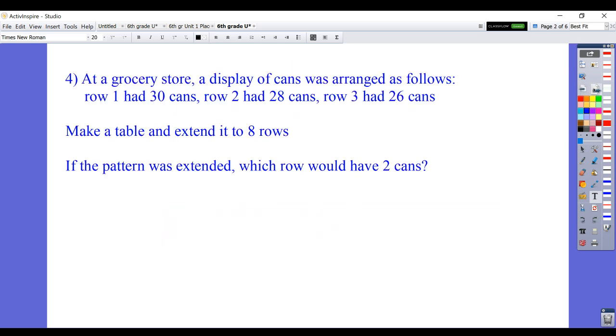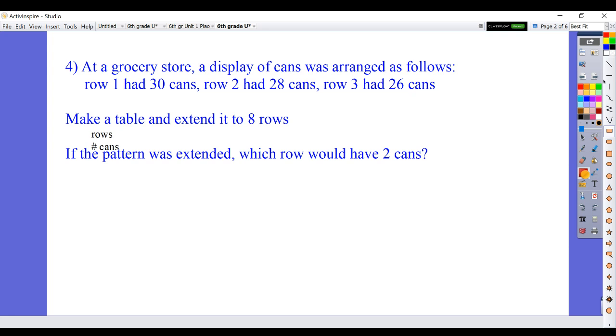Another type of question that will be on the test that was not on the quiz is this type of problem. At a grocery store, a display of cans was arranged as follows. Row 1 had 30 cans, row 2 had 28, row 3 had 26. We want to make a table and extend it to 8 rows. So for making the table, just something really straightforward, like let's just do rows on the top and then number of cans on the bottom.